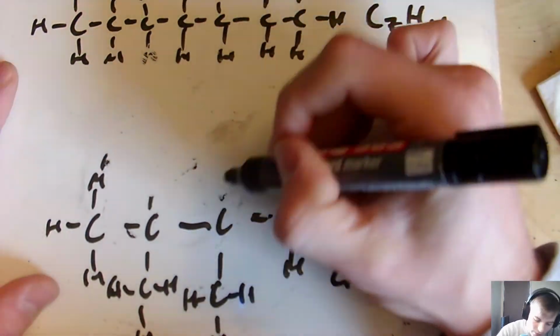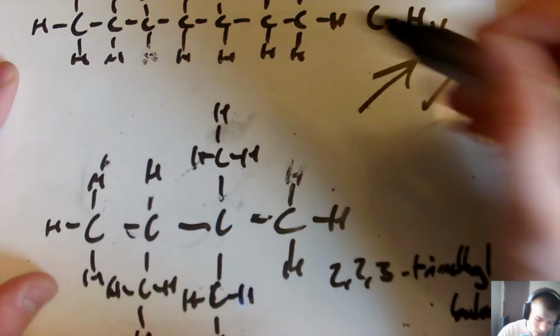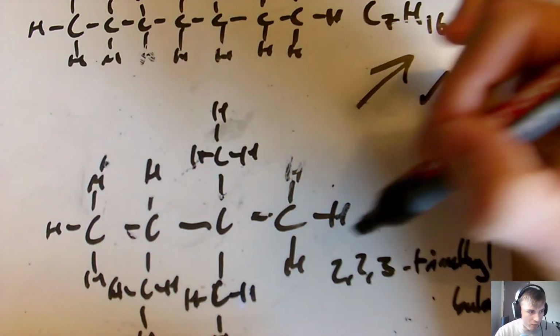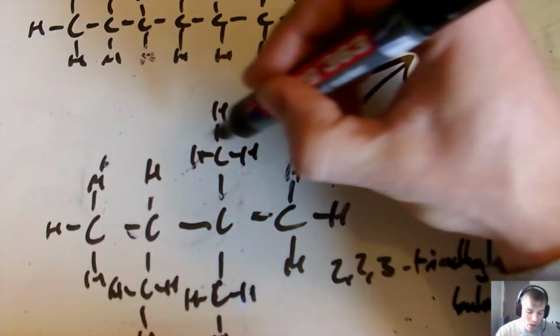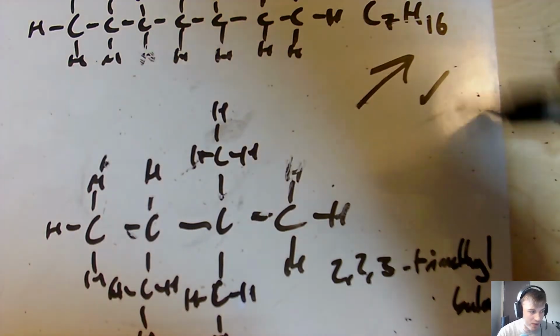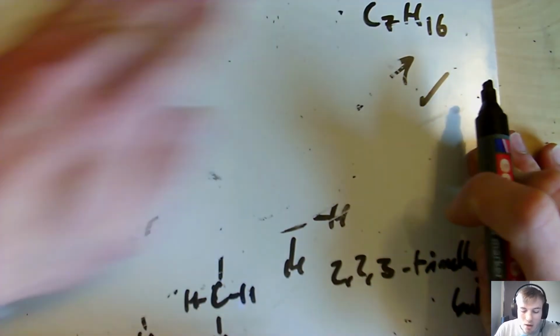Okay, this is a good one for you guys as well. If you see this, where's the priority now? More groups are to the right hand side than the left, so it's now counting from right to left. So it's now 2,2,3-trimethylbutane. So no matter how many times you rearrange that, it's going to be the same one each time.